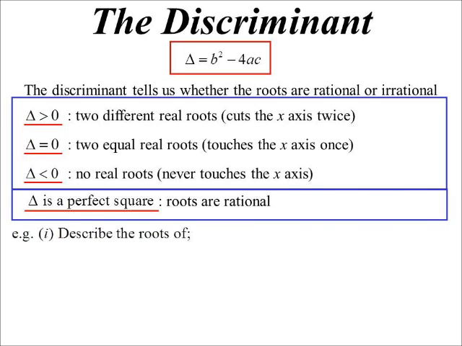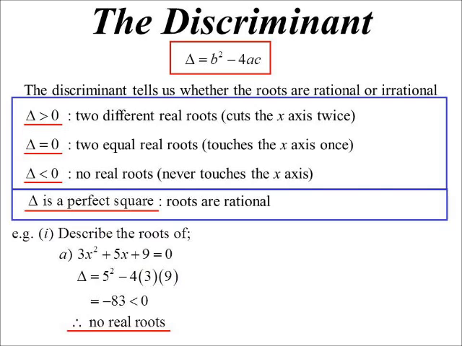Right, so we're going to describe the roots of 3x squared plus 5x plus 9 without actually solving it. So we'll find our discriminant. We notice it's negative. I suppose for the extension case, that's the boring case, because that just simply means there's no real roots. So you can't really describe them if they're not there. So, no real roots. Boring. Let's move on to another one.